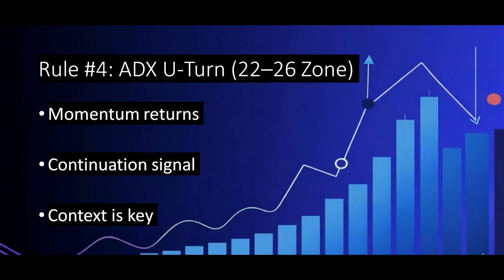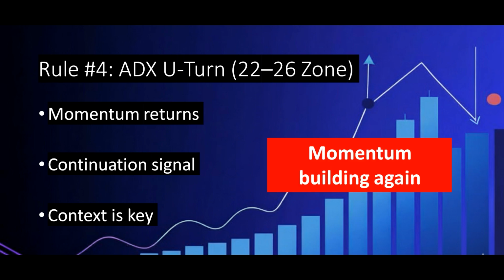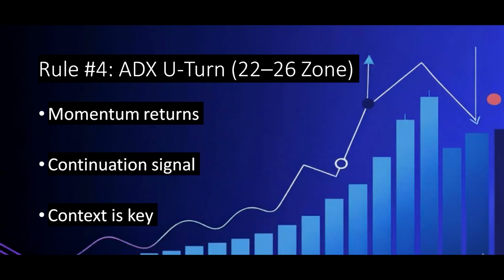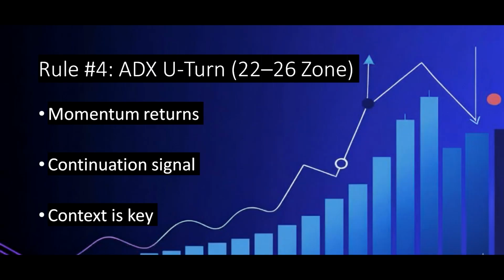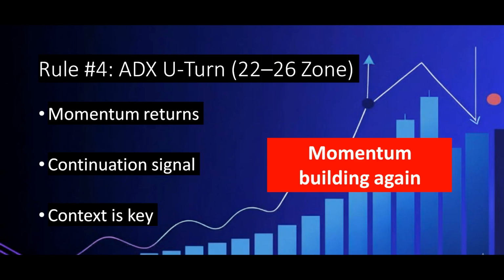Rule number 4. One of the most reliable continuation cues is when ADX makes a U-turn and turns upward from, I would say it this way, 20 to 26 levels. Not a narrow range of 22 to 26, rather a broader range from 20 to 26 levels. There is a U-turn in ADX to the upside. This usually signals that momentum is reviving after a brief pause, but context matters. If plus DI dominates, expect bullish continuation, and if minus DI is stronger, expect fresh selling pressure.